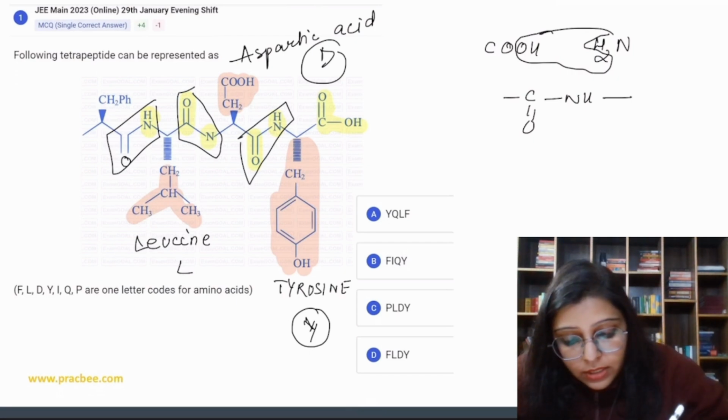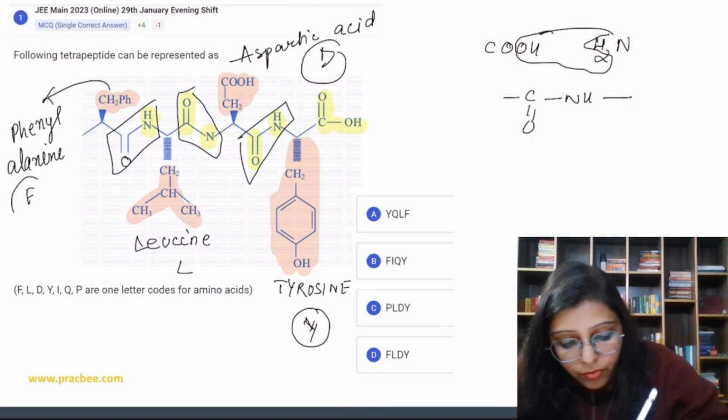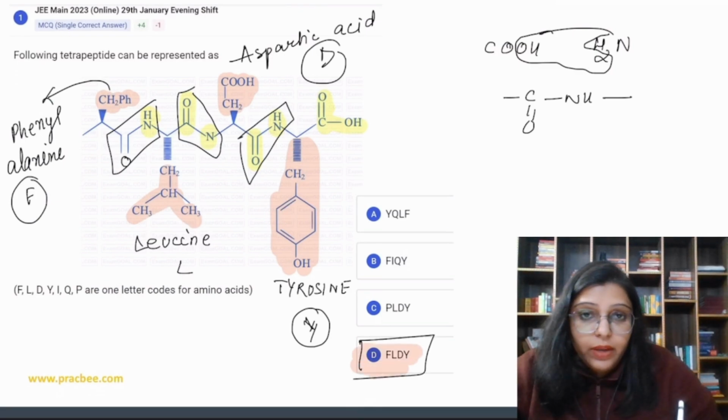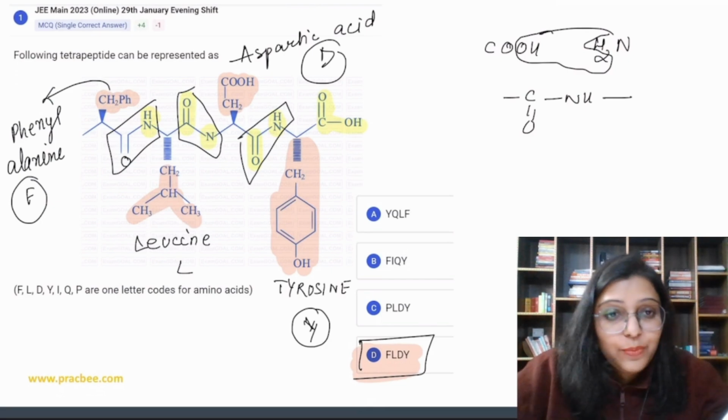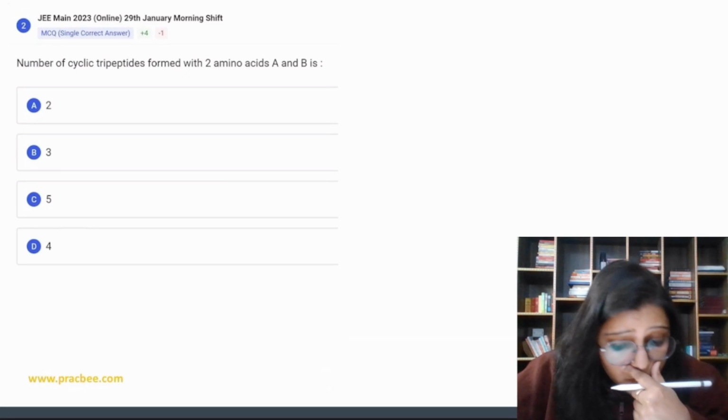Now check this one, CH2 phenyl. So this is phenylalanine. So here this is F. So option D is the correct answer. That is FLDY. Okay. So structures are important. Letter codes, they are important. Now let's do the next question.